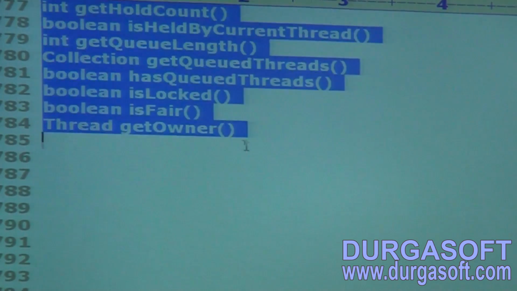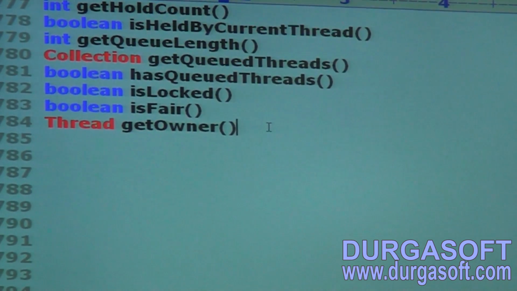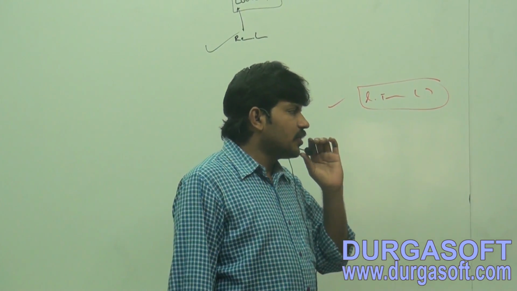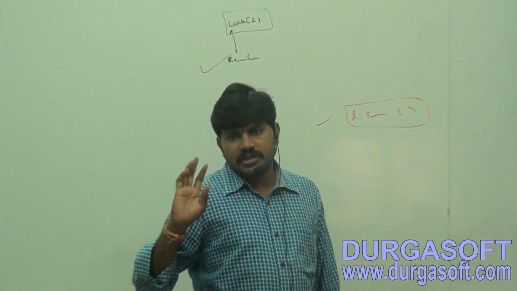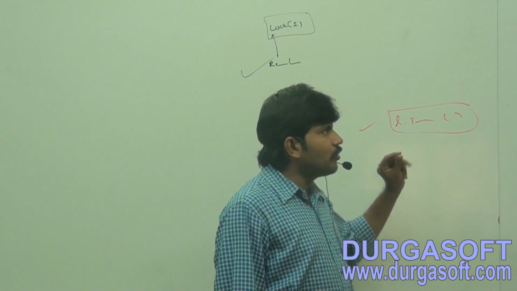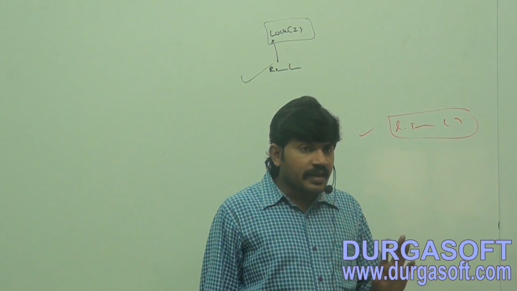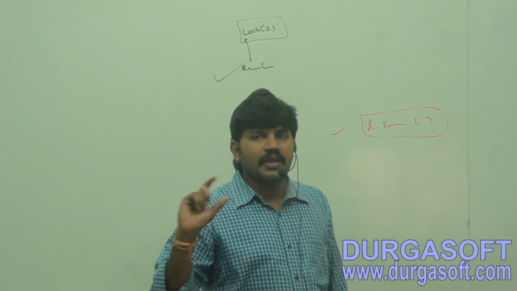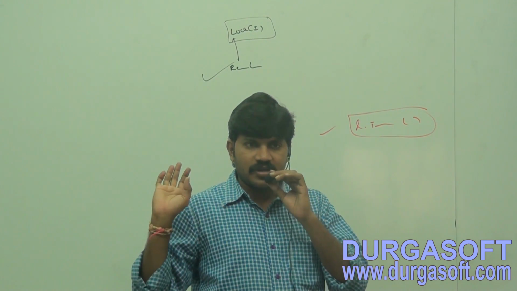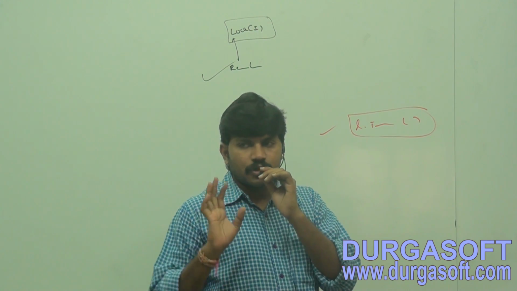Okay, so these are the various things you should be aware of. Are you getting it? These are the important methods. First example, let me explain how to use these methods. Second example, how we can replace the synchronized keyword with this reentrant lock mechanism. These are both examples so that you are aware.